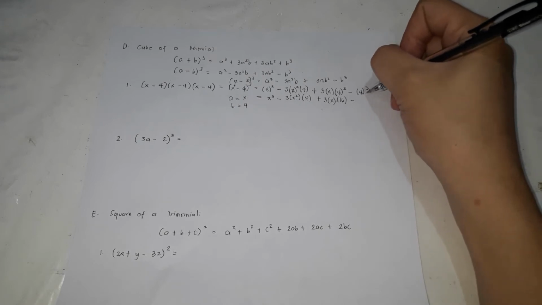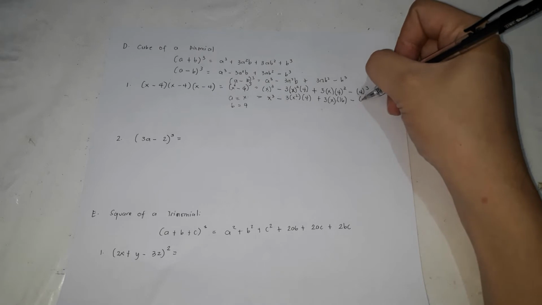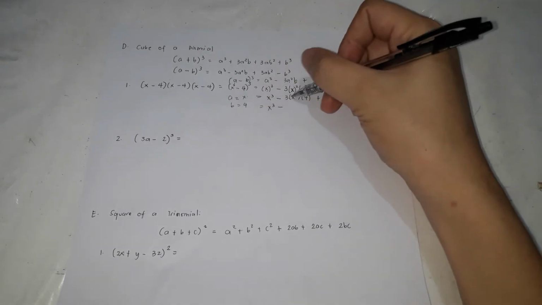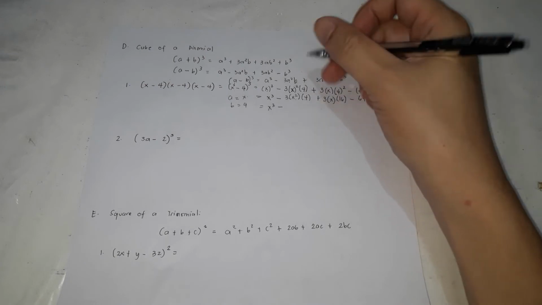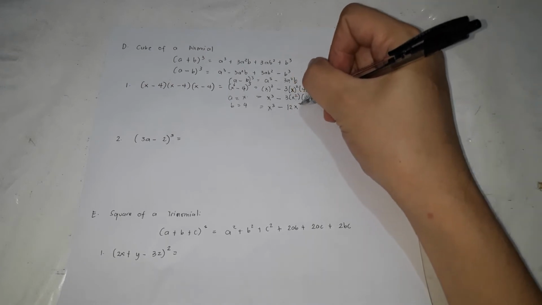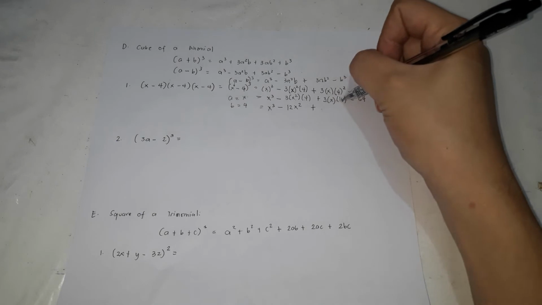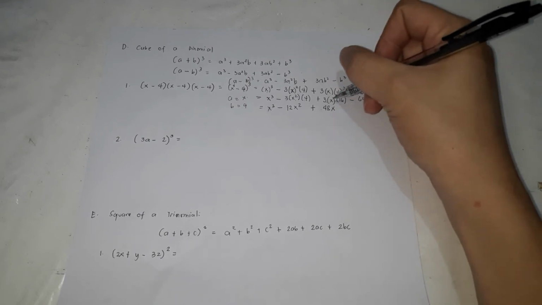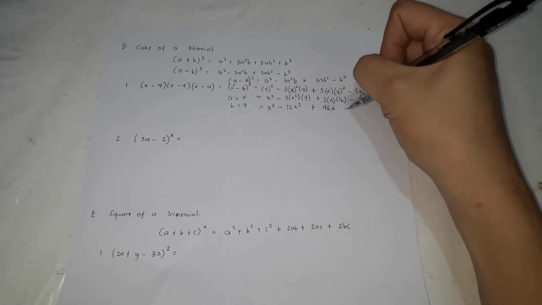So, 4 times 4 is 16. 16 times 4 is 64. So, this one: x cubed, 3 times x squared times 4 is 3 times 4, 12x squared, plus 3 times 16, it's 48x. 3 times 16 is 48, copy x, minus 64.